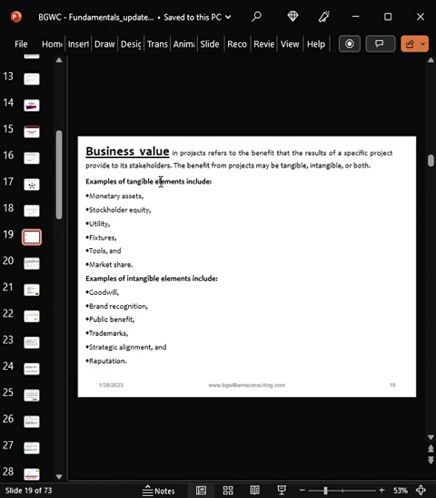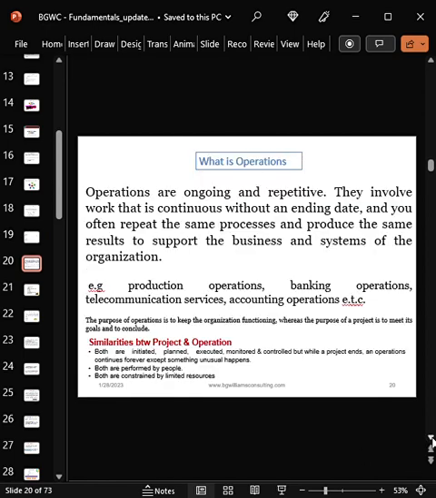So the business value can be tangible or intangible. It can be for brand recognition, it could be for goodwill, it could be for reputation management, whatever the business value is, it is your responsibility to note and understand the business value. All right, so far so good.